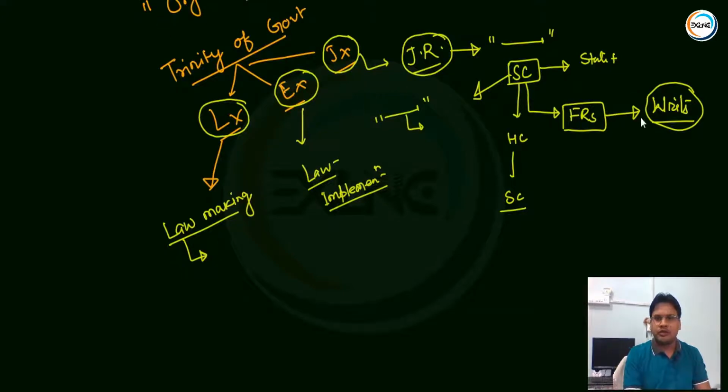And what are the writs? Basically, 5 writs होते हैं: habeas corpus, mandamus, prohibition, certiorari and quo warranto. Subsequently, when we study the chapter on fundamental rights, we will take up all these in detail.